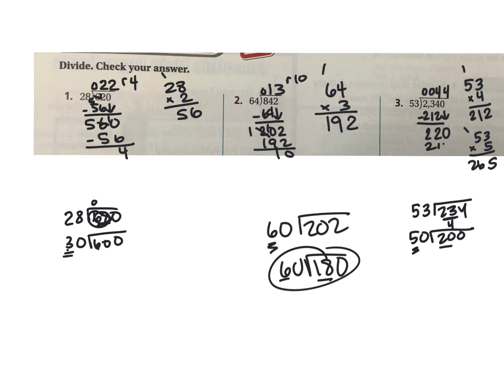That gives me 212. Now I need to subtract for a remainder. I can't do 0 minus 2. I need to borrow. 10 minus 2 is 8. 1 minus 1 is nothing and nothing. So I have a remainder of 8 on that. 44 remainder 8.